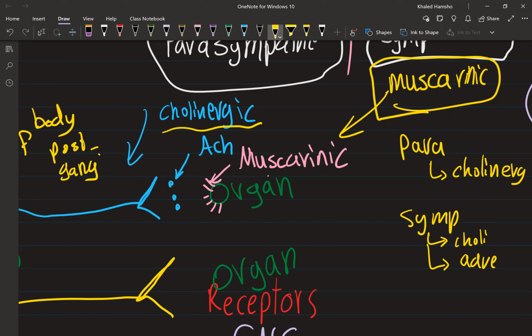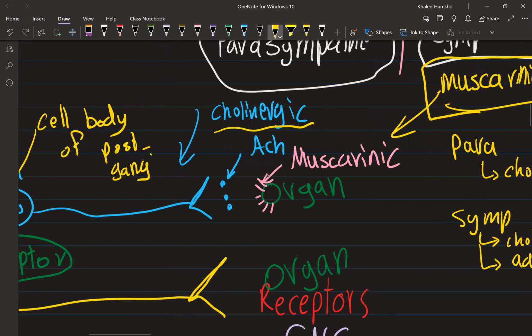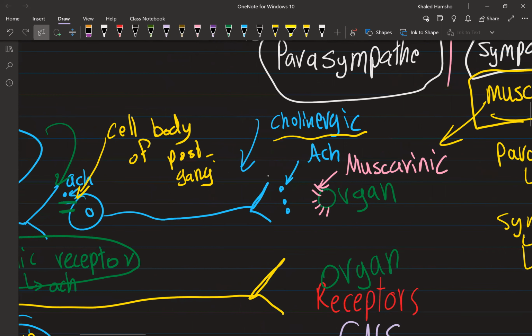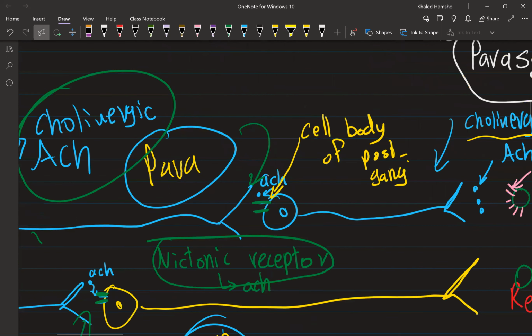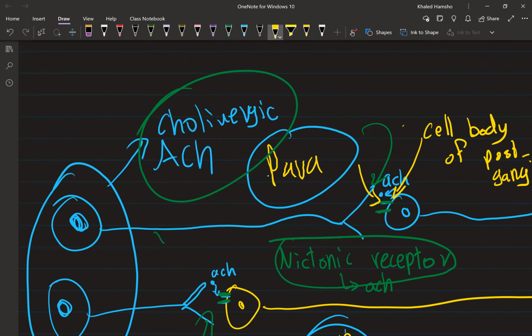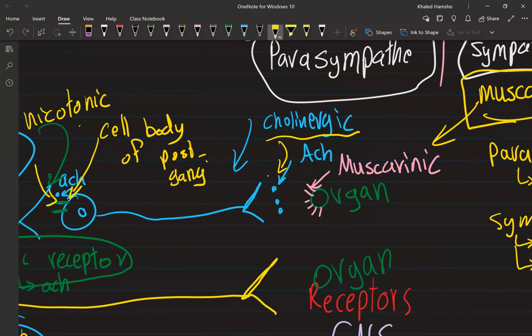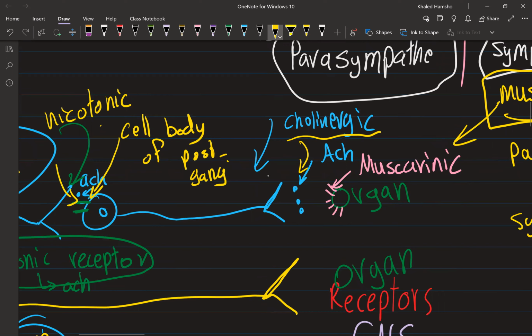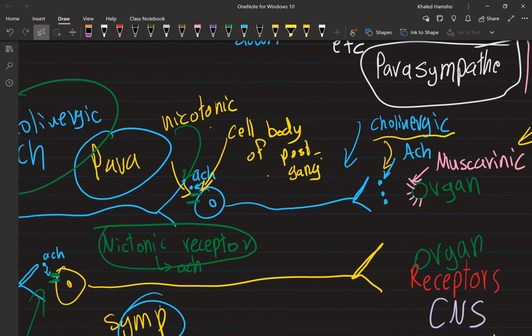So there are both nicotinic and muscarinic receptors in the parasympathetic neurons? Yeah. The first one is nicotinic here, and the second one is muscarinic. Why are they different, if they both are receptors for ACh?